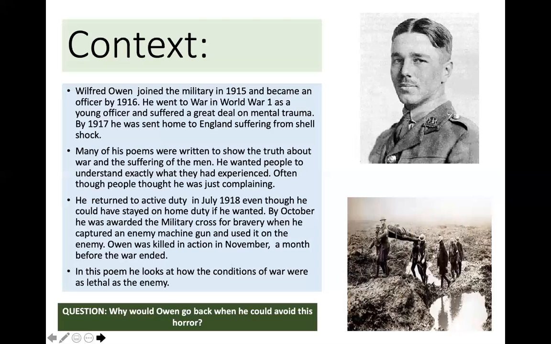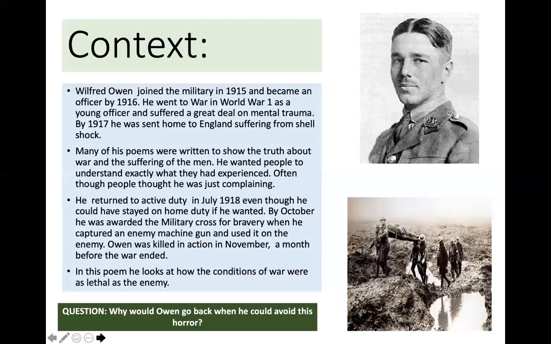So despite all of this, why would Owen go back when he could have avoided this? Why return to a war that you think is somewhat pointless and obviously quite lethal? Now, you may consider some different options. You might think about these things. You could write down a few ideas.